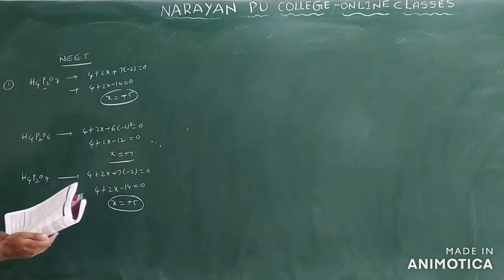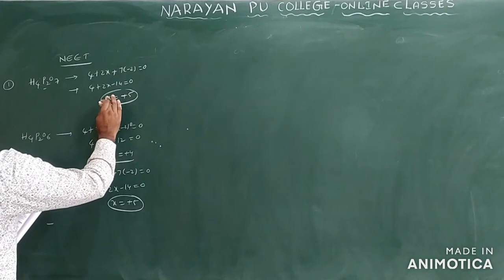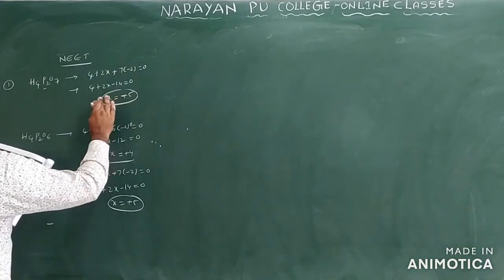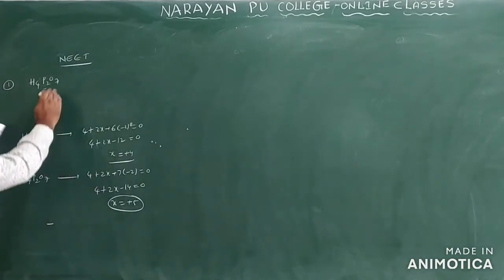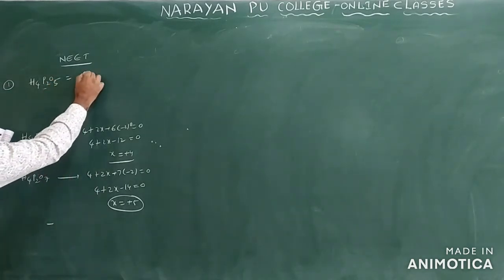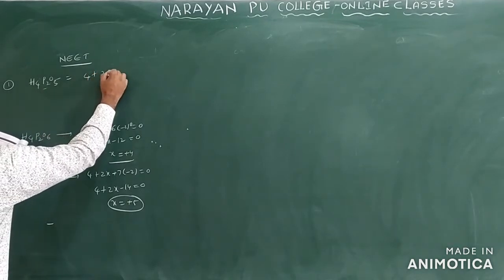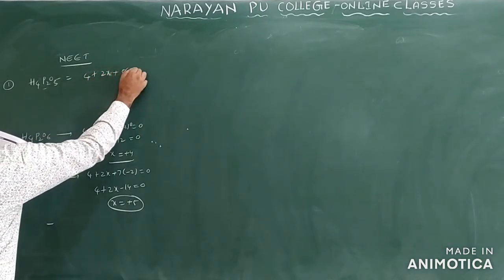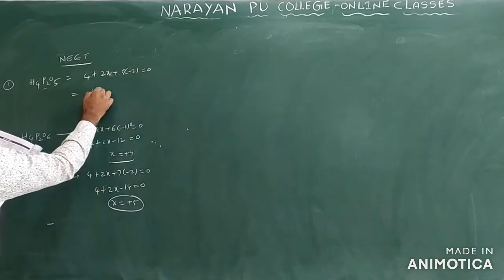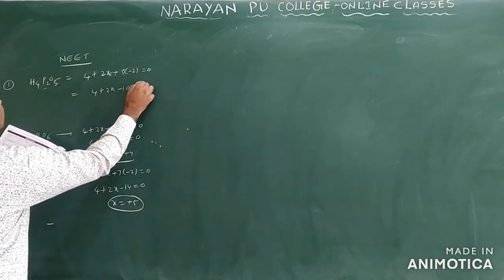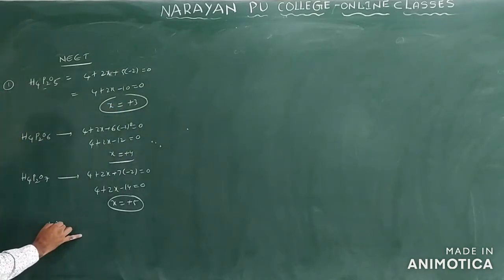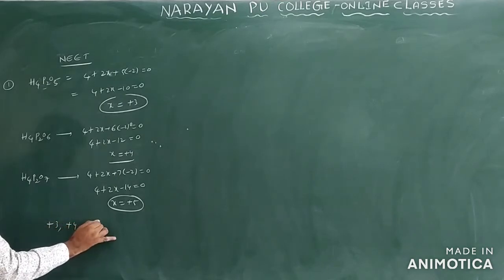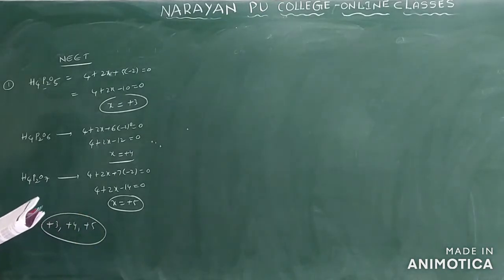Sorry, here. See, the first option I wrote wrong. They gave H4P2O5. I wrote P2O7. This is H4P2O5. This is 4 plus 2x plus 5 into minus 2 is equal to 0. 4 plus 2x minus 10 is equal to 0. So x equal to plus 3. So what is your answer? Plus 3, plus 4 and plus 5. So you can take option 1 for this question only.